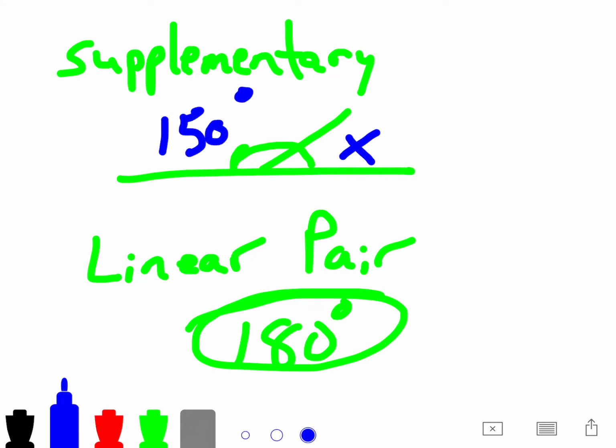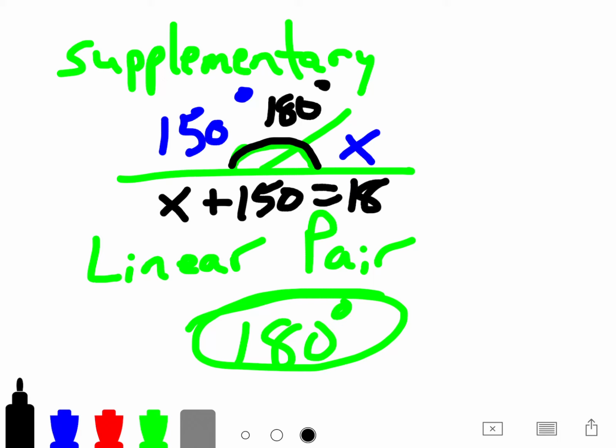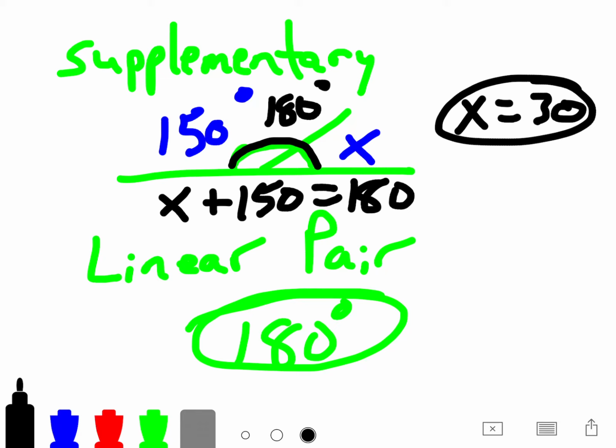Well, again, let's do some angle addition. So we know that this whole thing is 180, right? So let's add the parts to equal the whole. X plus 150 equals 180. And so we're going to subtract 150 from both sides, and we get x equals 30. So x is 30.